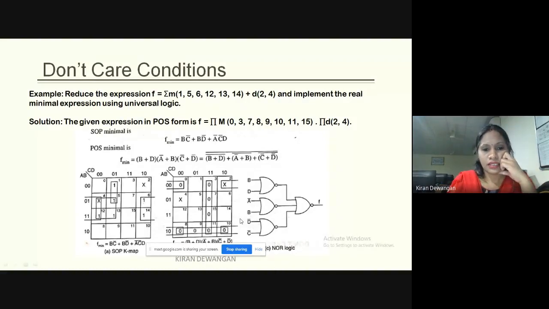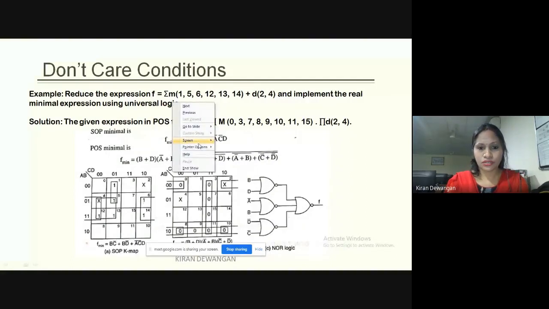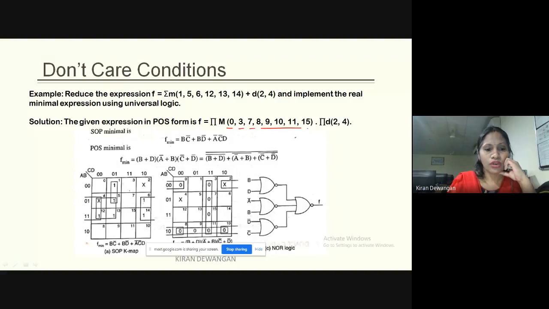We have taken F as pi m 0, 3, 7, 8, 9, 10, 11, 15. So these are the max terms which are not present as the min terms. So we'll have to take the max terms which are not present in the min terms. So this is how we'll be taking. Now what are we doing here? We are mapping all the min terms here. We have mapped 1, this is our 5, this is our 6, then we have 12, 13, 14. So this is how we have mapped all the min terms.